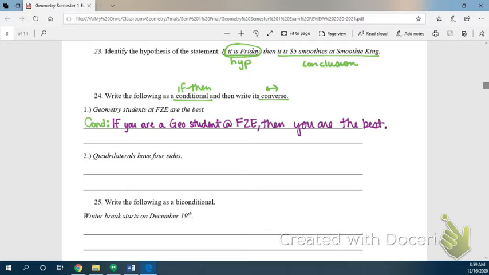The converse flips that statement. So it would be if you are the best, then you are a geometry student at FZE.